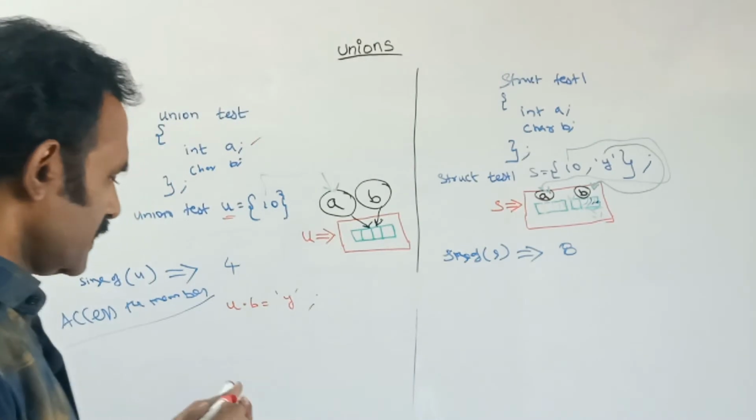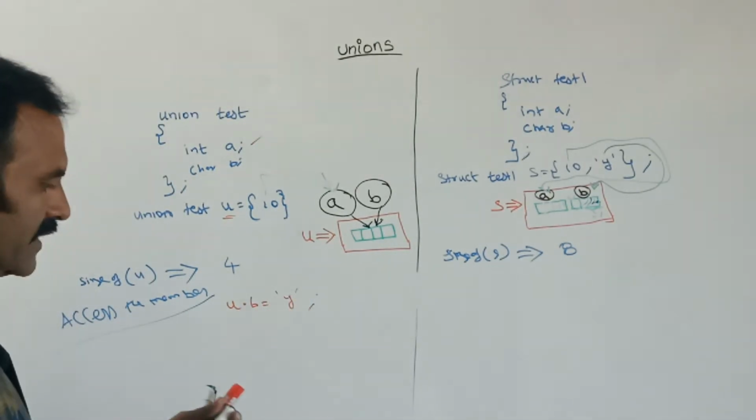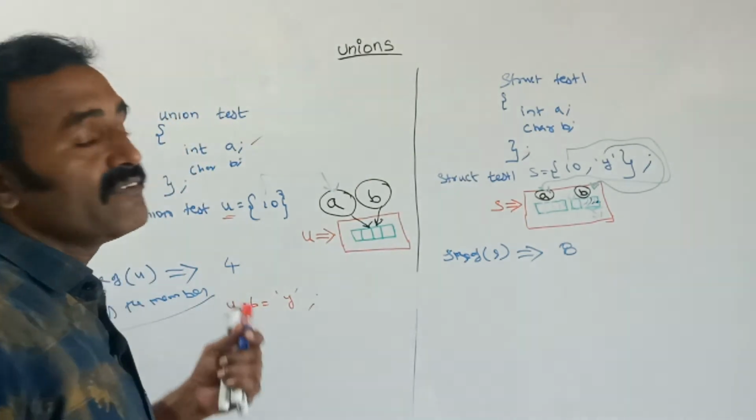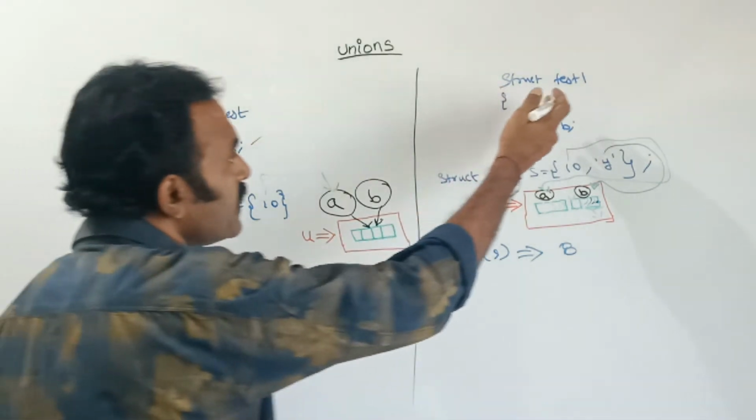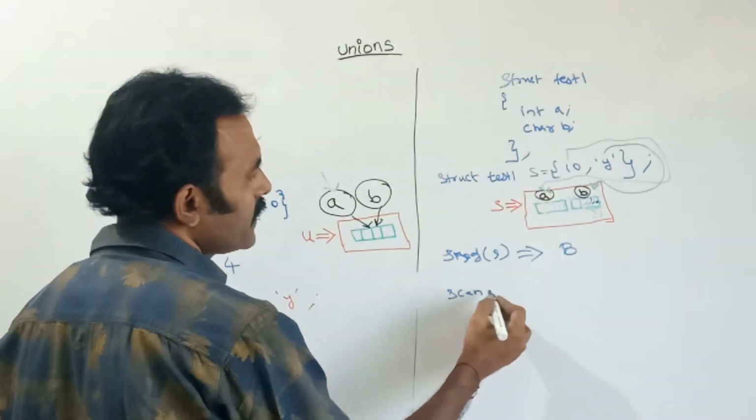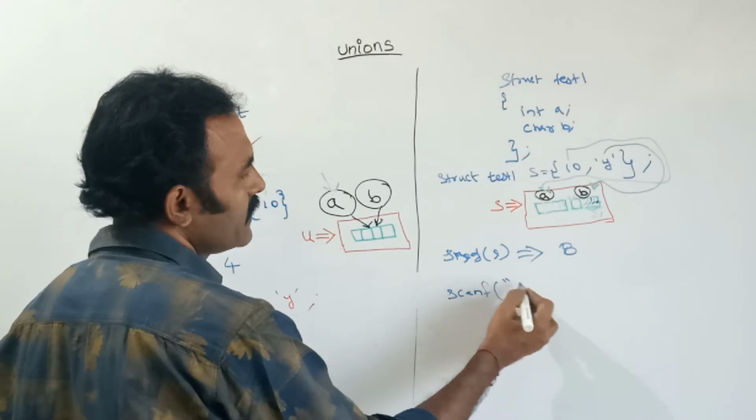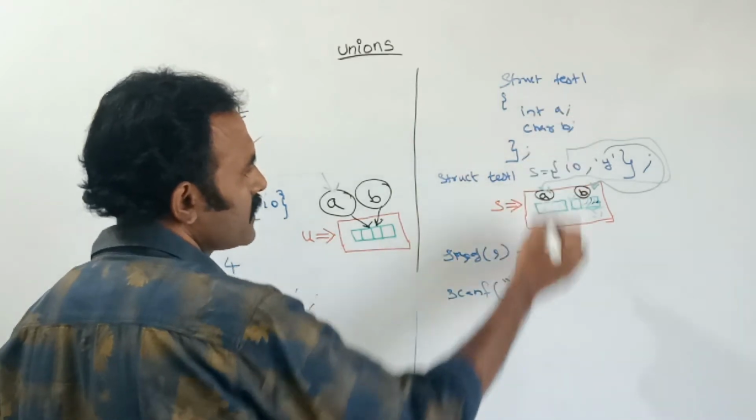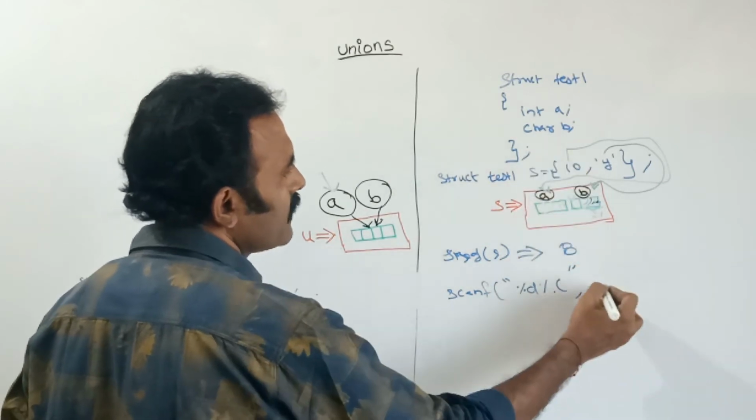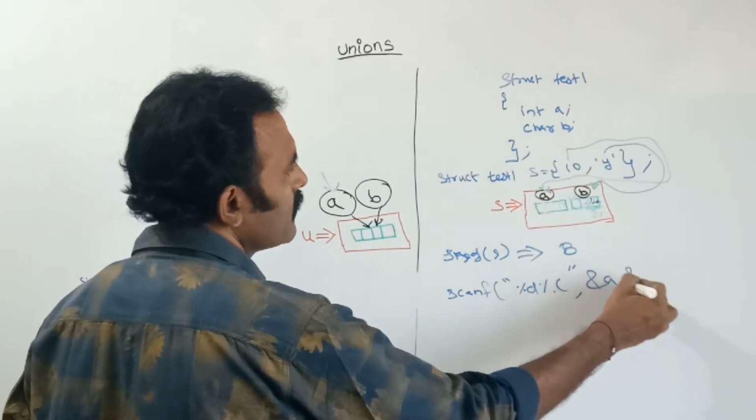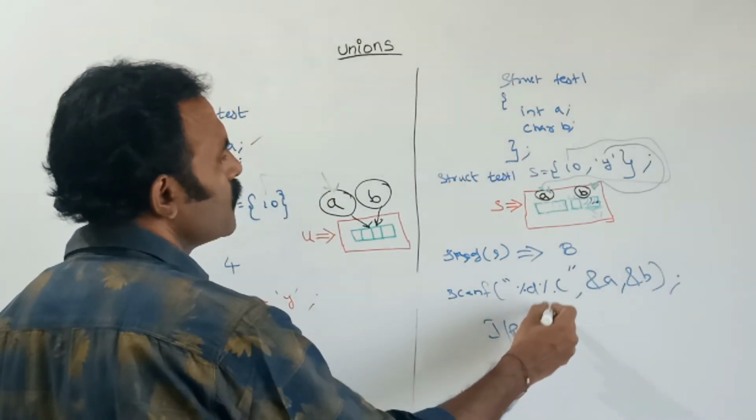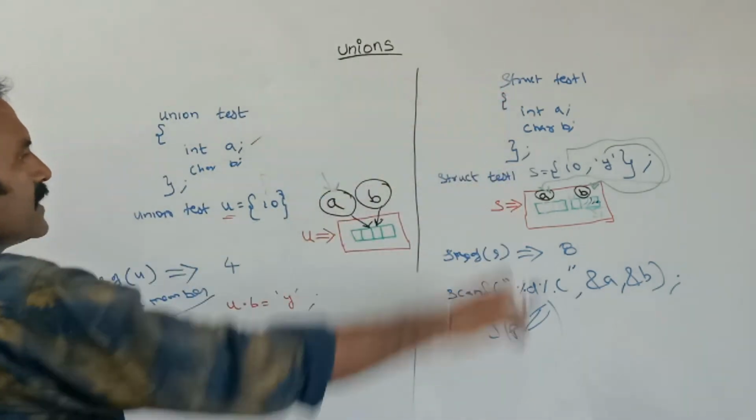See, for example, for the structure we can give values for more than one member at a time. Suppose I want to give the input for a and b at a time, I can give scanf with percentage d for the integer data type, next percentage c for the character data type, then ampersand of a, comma, ampersand of b, so that the input can be taken for both the members, a and b.